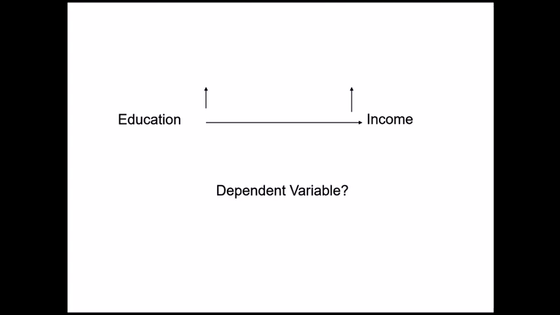So the dependent variable in this case would be what? Income. That's what we were trying to account for variation in, and one of the variables that we're saying has an effect, has an influence on income, is education, whether it's years of schooling or more likely degrees or diplomas attained.